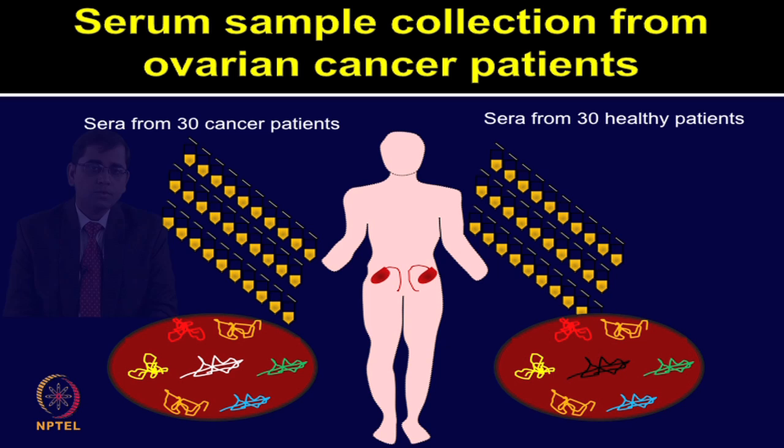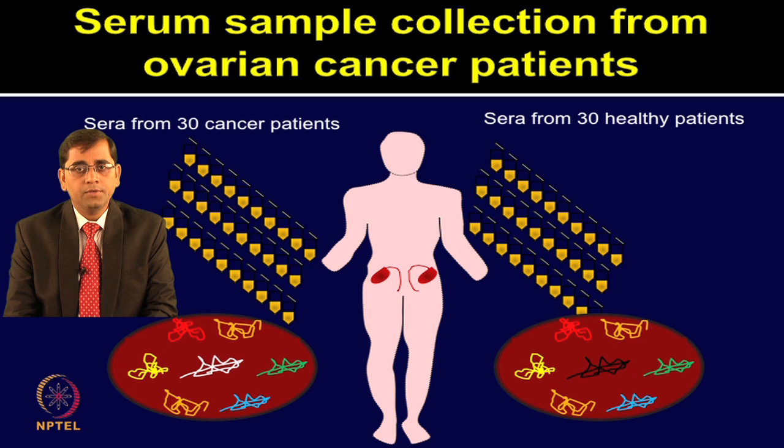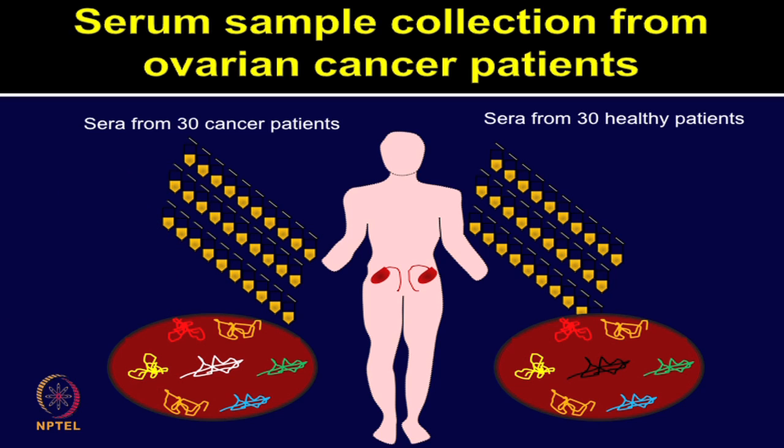Let us start with case study first. Identification of differentially expressed proteins in ovarian cancer using high density protein microarrays. A study performed by Hudson et al. In this study, authors took serum from 30 individuals suffering from ovarian cancer and 30 healthy individuals. For each of these type of samples, they used 300 microliter of serum sample, diluted in correct buffer and then applied that on human proteome arrays.